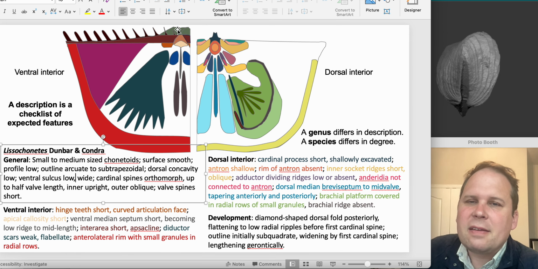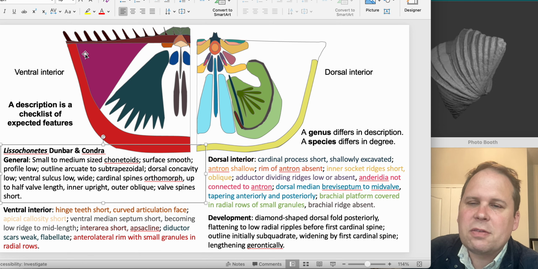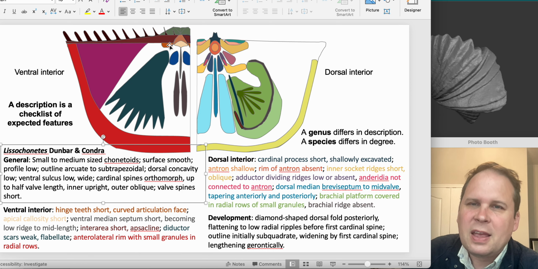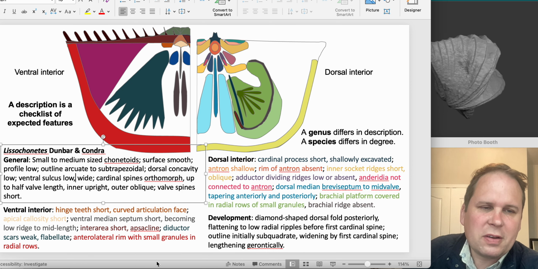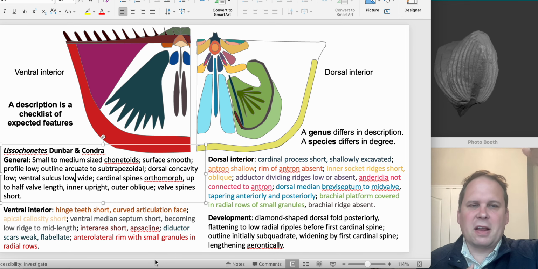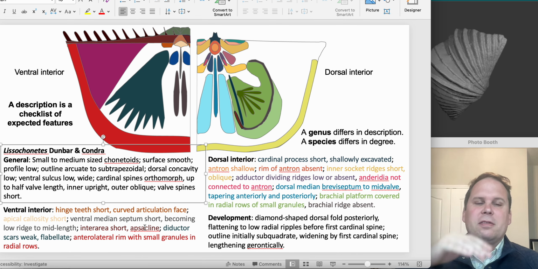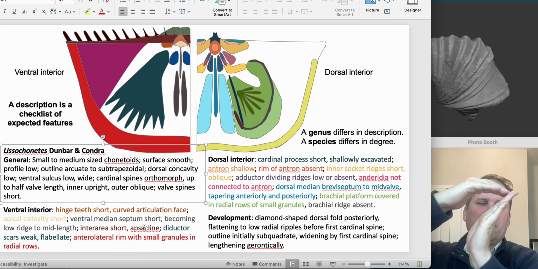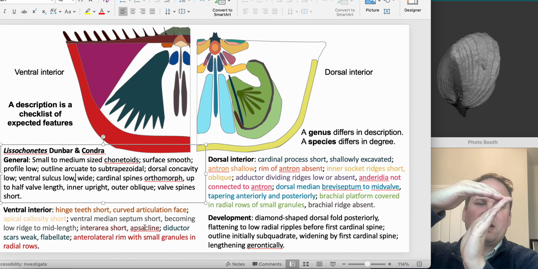The interarea is the flat bit in between the two shells. And so the interarea of the ventral valve is going to be this sort of brownish thing up here. And so that's relatively short as they go compared to something like a Billingzella, which has a very long one. It's just ridiculously long. Apsicline refers to the tilt of the hinge. So this means that if the ventral valve is like this, the hinge is going to be tilted in this particular orientation.